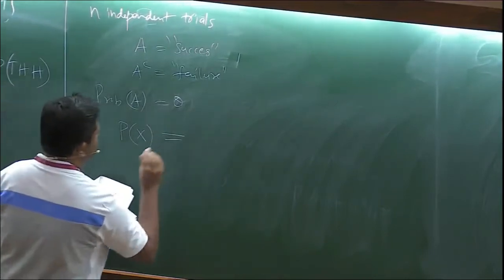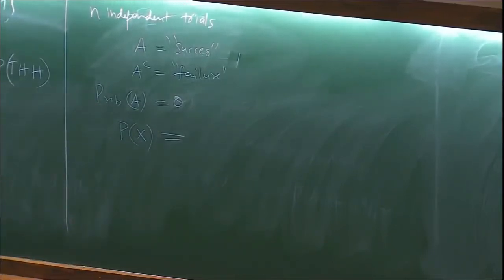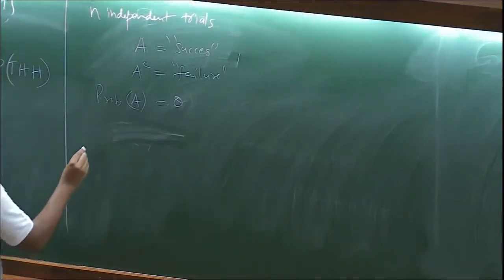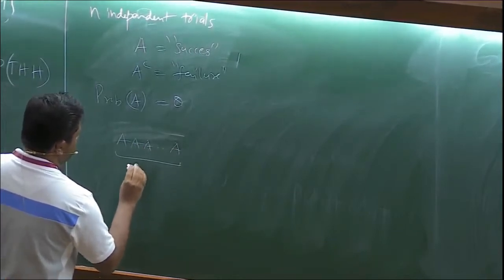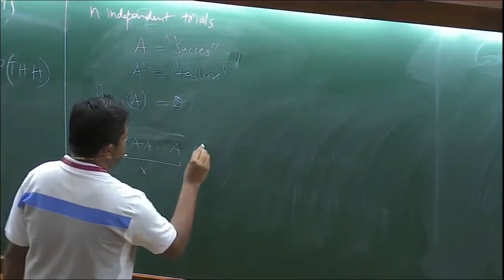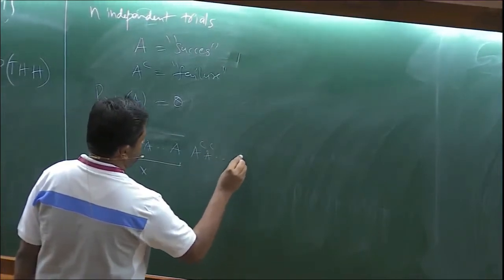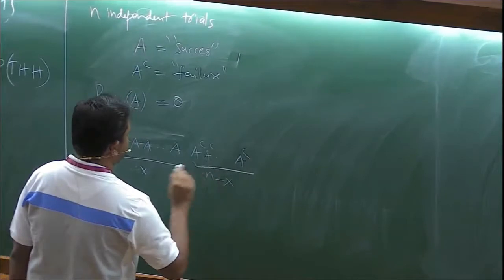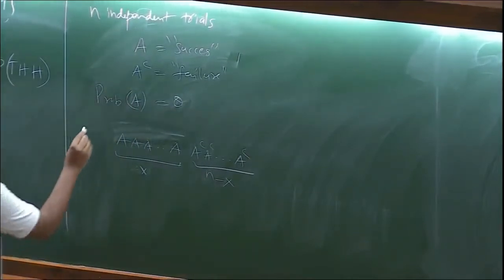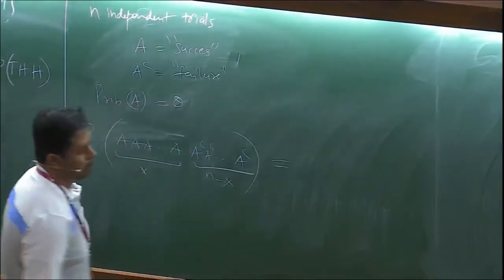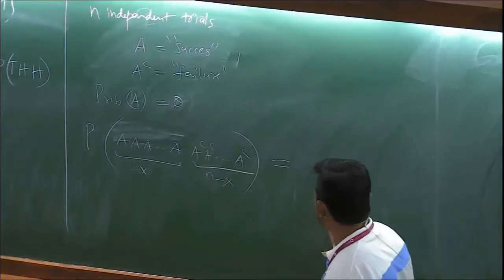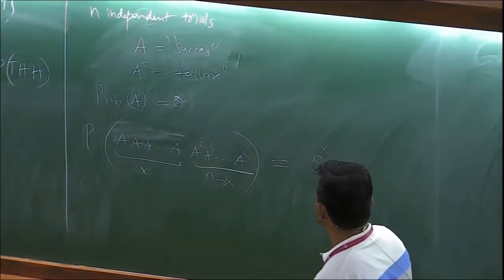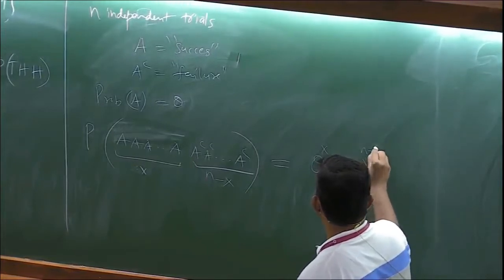How do you do this? So look at a particular sequence. So there are x A's and n minus x A complements. So what's the probability of this event? It's theta to the power of x and then 1 minus theta to the power of n minus x.